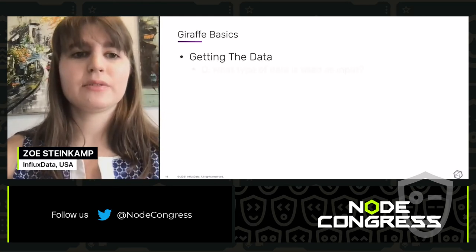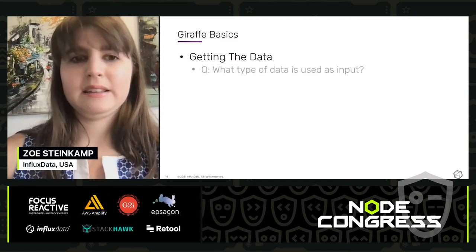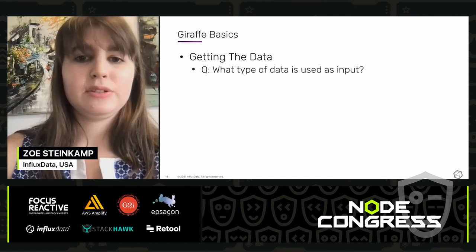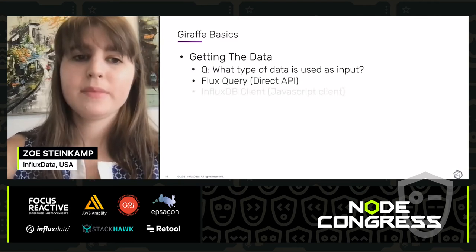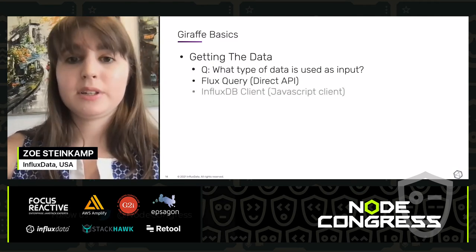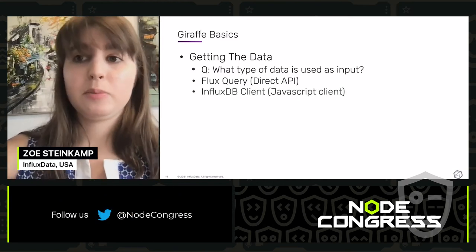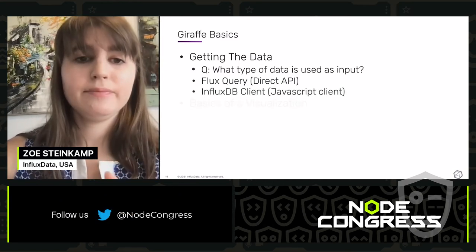Some Giraffe basics for getting the data: what type of data is used as an input. We can use a Flux query, which is called through a direct API, or the InfluxDB client, which is our JavaScript client, which makes it really easy for people using JavaScript to bring that data in.